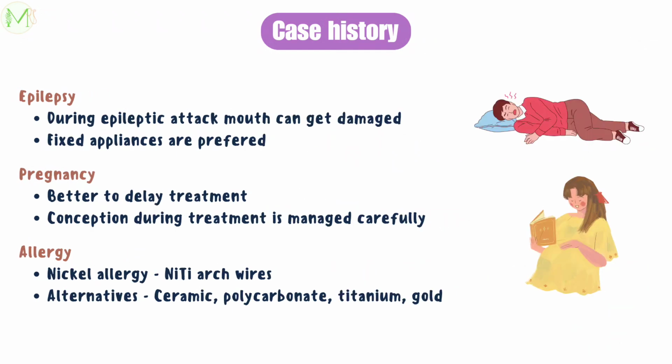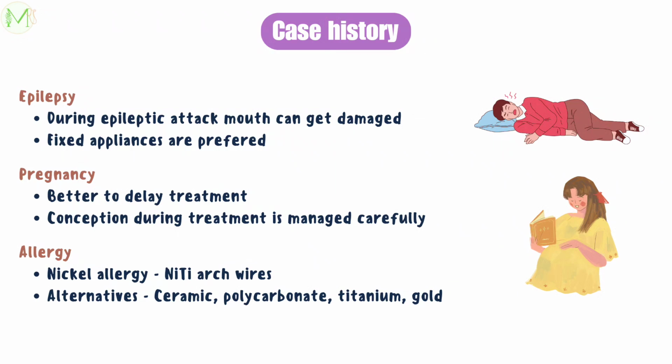Also, epilepsy can be handled by avoiding removable orthodontic appliances due to the risk of airway obstruction during seizures. Also, because of the risk of damage to the mouth from a broken appliance during an attack of epilepsy, it is advisable to delay the orthodontic treatment in patients suffering from epilepsy until it is controlled. So, it is very simple: removable appliances are not advised. Fixed appliances are preferred. It is better to delay orthodontic treatment during pregnancy, and if conception occurs during treatment, it should be managed carefully.